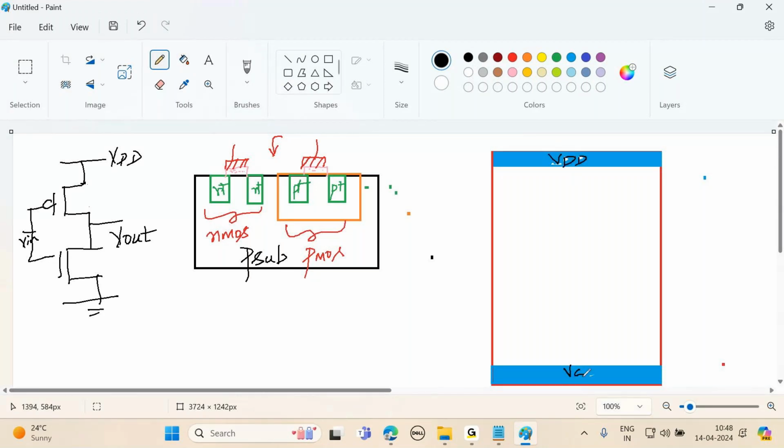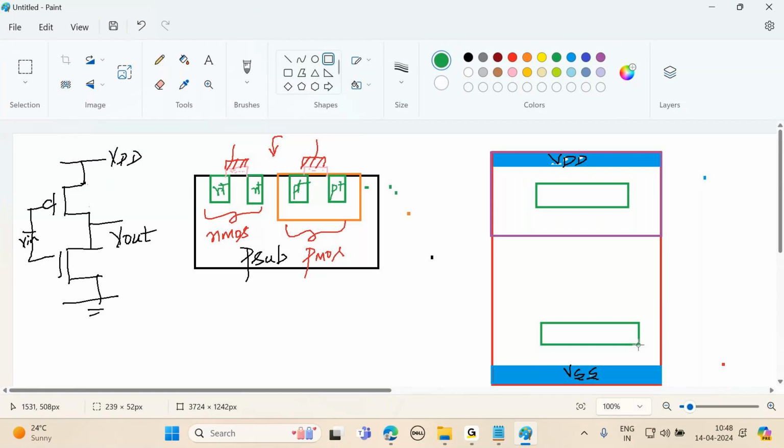Why have I given blue color? Blue color means it is a metal layer. After that, first you should draw the N well, correct? So I am going to draw the N well. Inside the N well you have P plus source and drain, so I will draw this P plus source and drain. Here also I will draw N plus source and drain. In between I will cross by polysilicon gate.